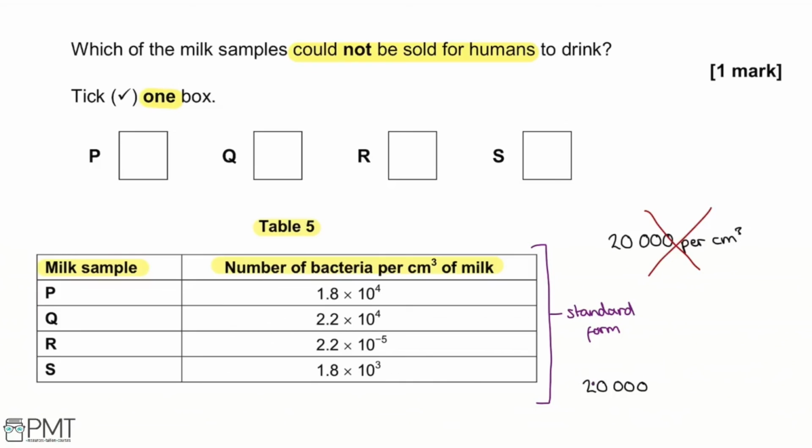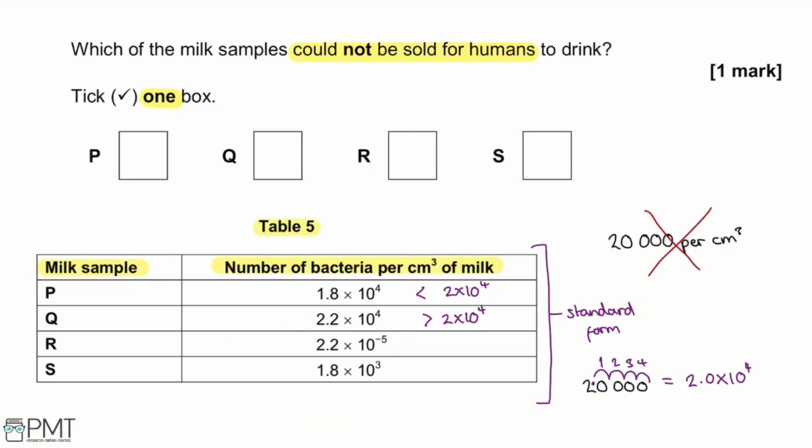We make a decimal point after the first number because the first number has to be between 1 and 10, and then we count how many spaces there are afterward to get our power of 10. In this instance we've got 4, so we're going to get an answer of 2.0 times 10 to the power of 4. That's our 20,000 in standard form. So if we have a look at the table and see what is larger than this, 1.8 times 10 to the power of 4 is less than 2 times 10 to the power of 4. However, 2.2 times 10 to the power of 4 is greater, so Q would be our answer here.